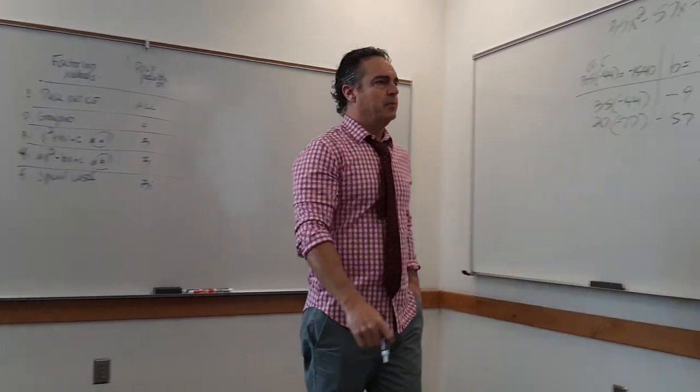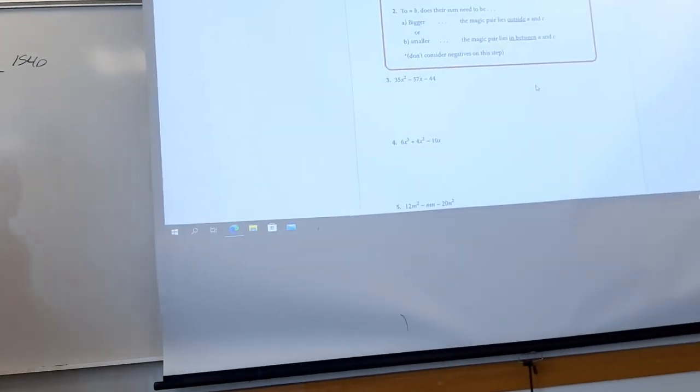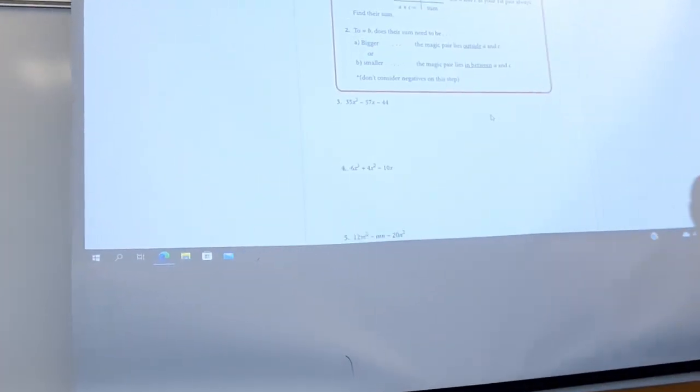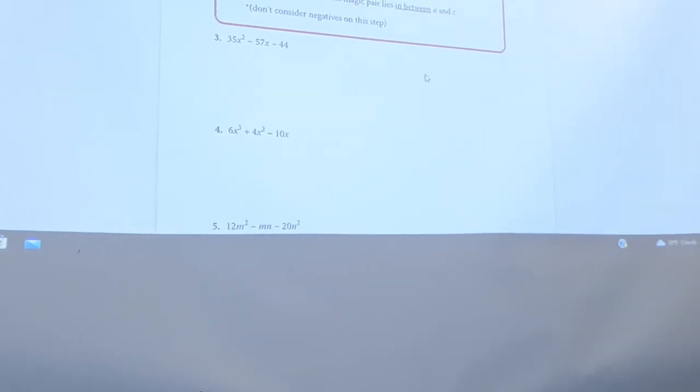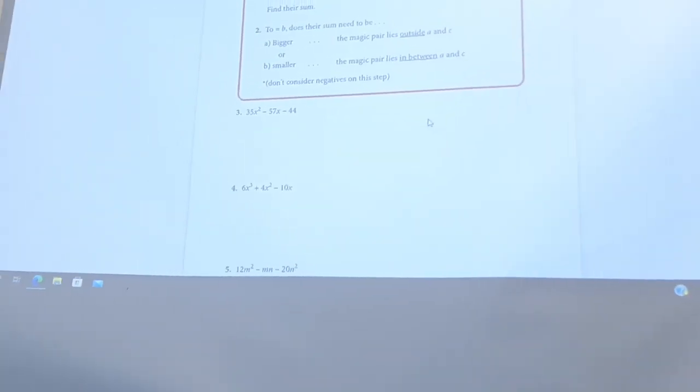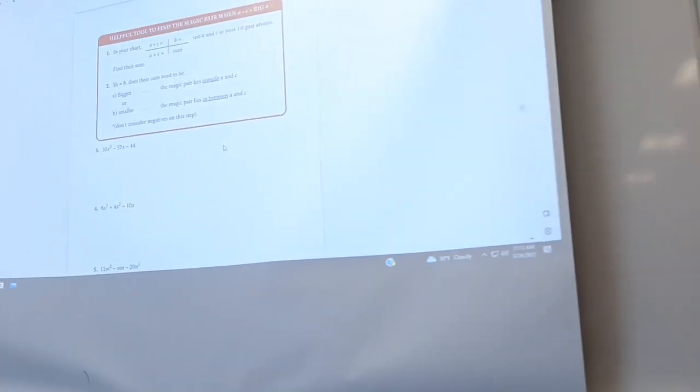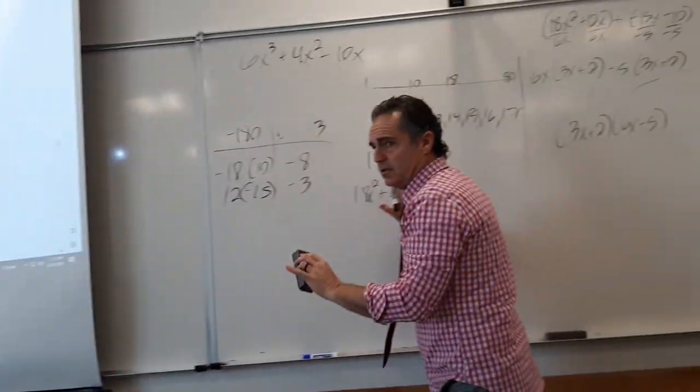Let's do this next problem. I need somebody to read it to me. Okay, I'm ready. 6x to the third plus 4x squared and minus 10x. All right. Am I good to erase this over here, guys?